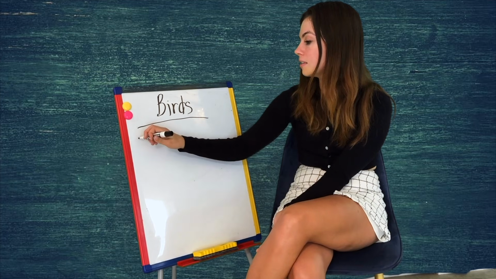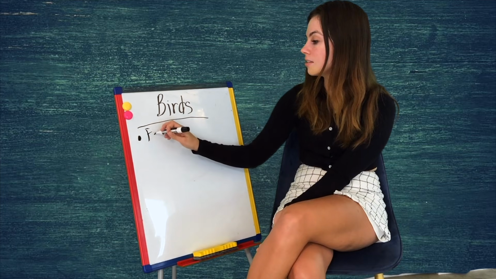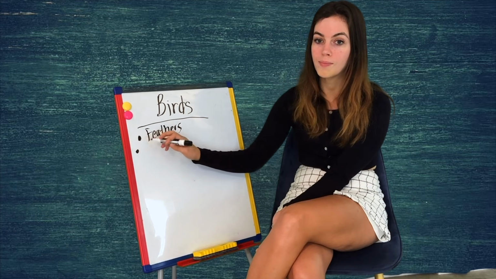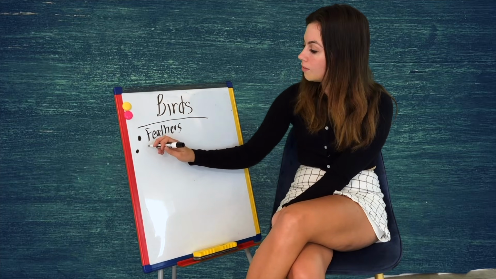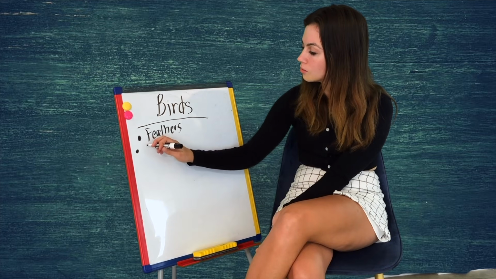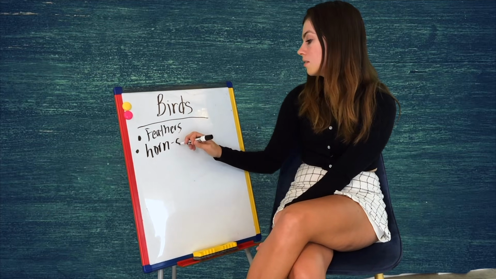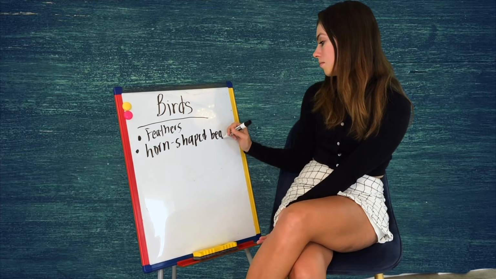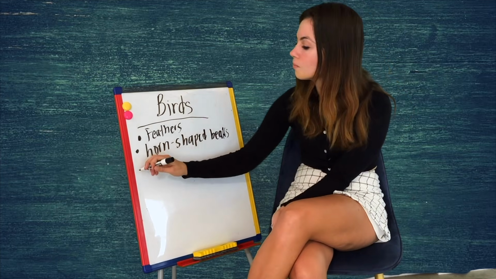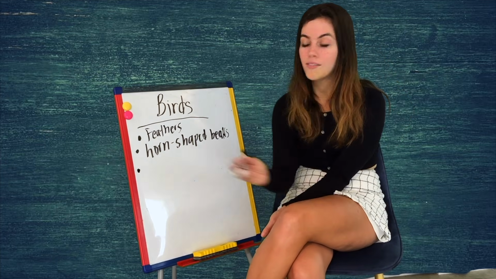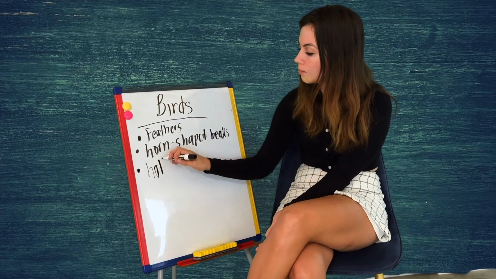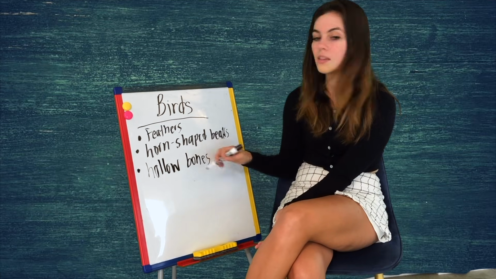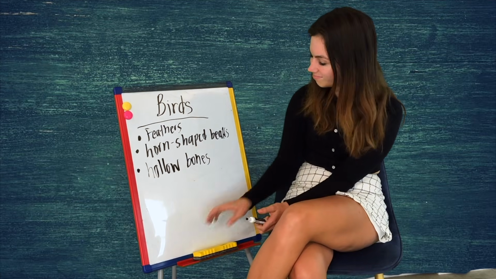So just to kind of summarize that, they have feathers. They also have horn-shaped beaks. And then also they have hollow bones to keep them light. So just kind of a summary of that.